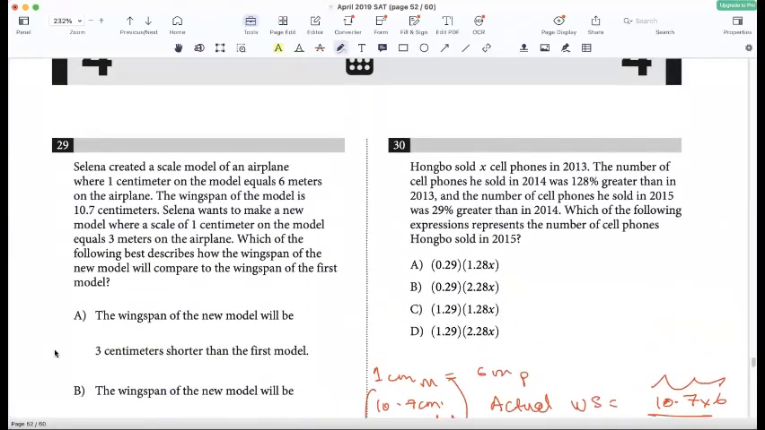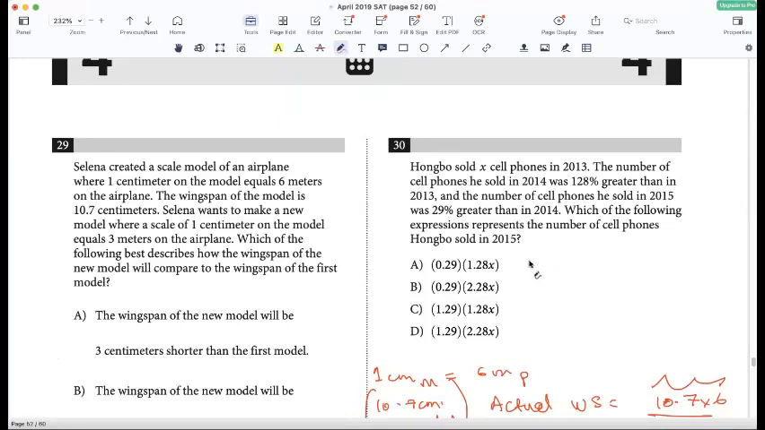Hongbo sold X cell phones in 2013. The number of cell phones he sold in 2014 was 128% greater than in 2013. And the number of cell phones he sold in 2015 was 29% greater than in 2014. Which of the following is the number of cell phones he sold in 2015?